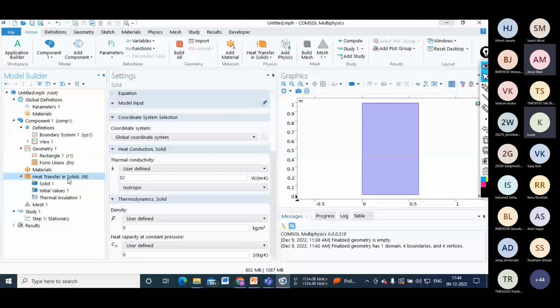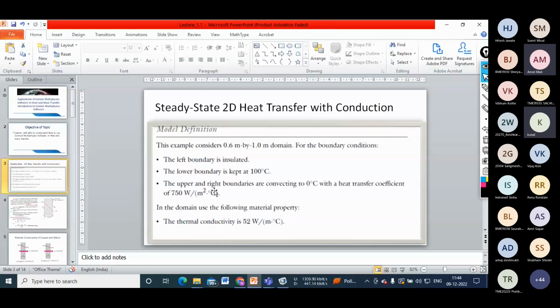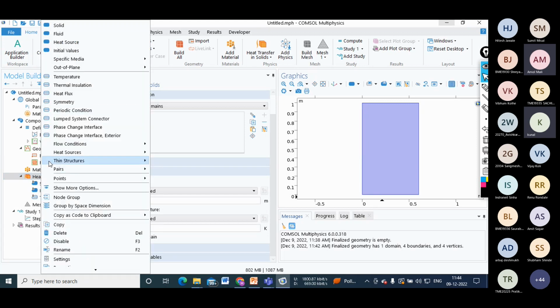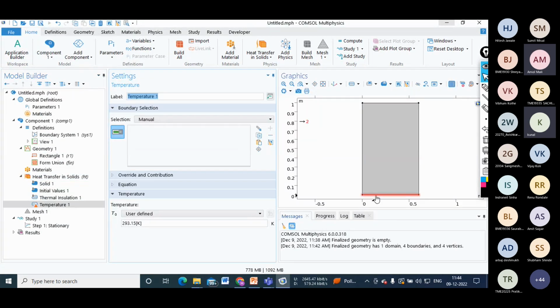Now next to that, as per this problem, the left boundary is insulated, left hand side boundary is insulated, and 100 degrees temperature is at bottom. So you have to right click on the heat transfer module, and then click on temperature. You have to provide the temperature at bottom, and how much is the temperature? 100 degree centigrade. So here I will put 100, but the unit ahead is Kelvin.